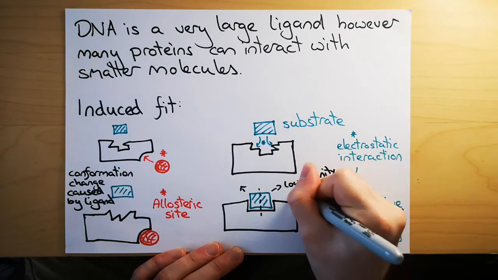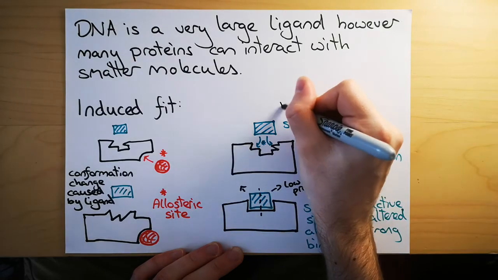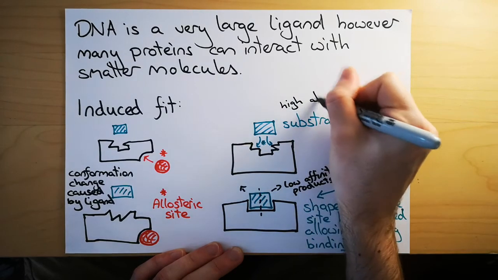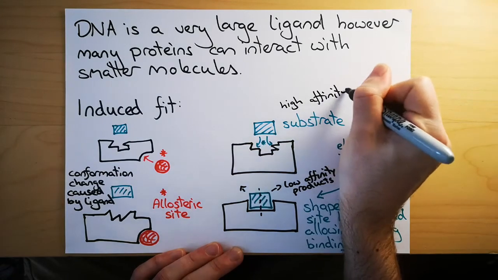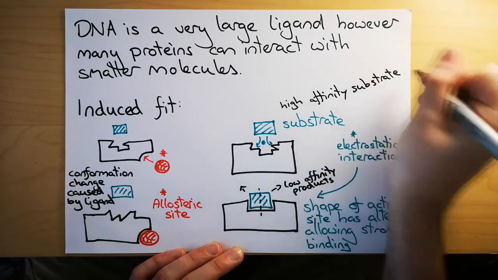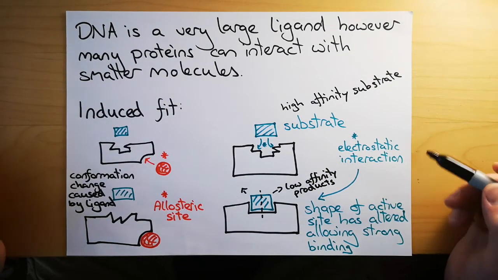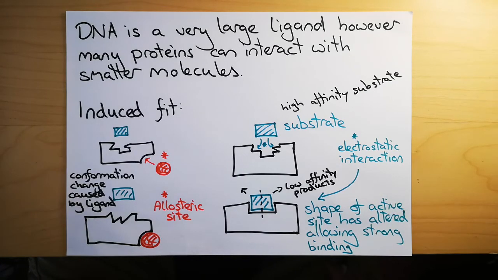So, low affinity products and high affinity substrate, and it's those interactions that will help change the shape of that active site. So when we're talking about electrostatic interactions, really we're talking about those hydrogen bonds, dipole to dipole interactions, and to some extent London dispersion forces.